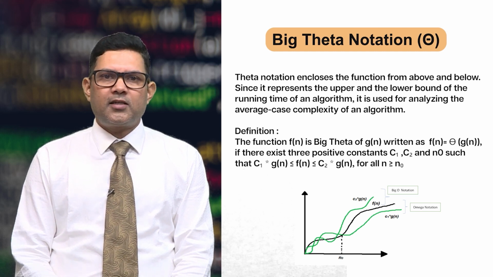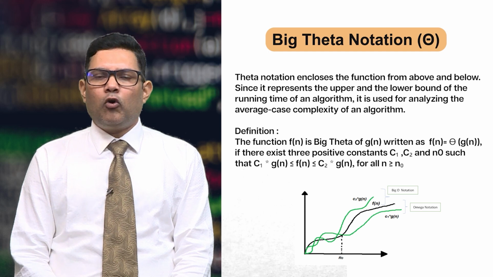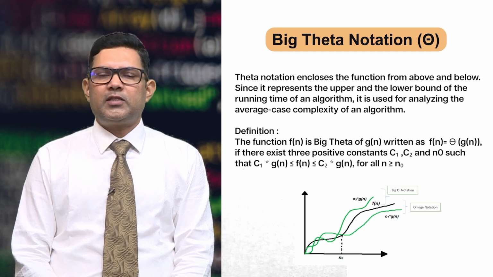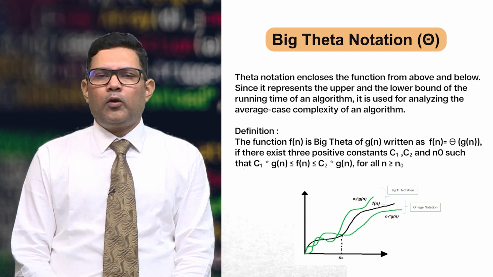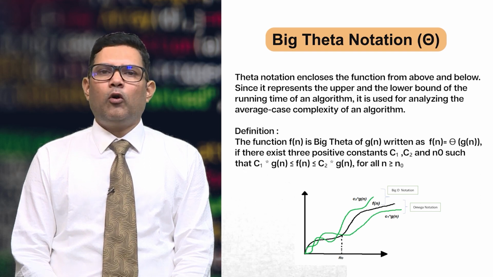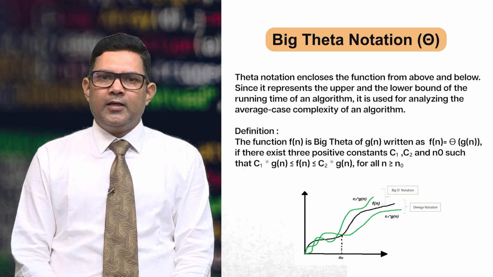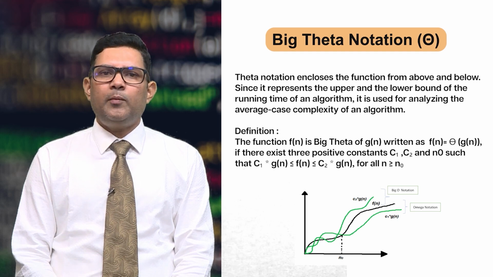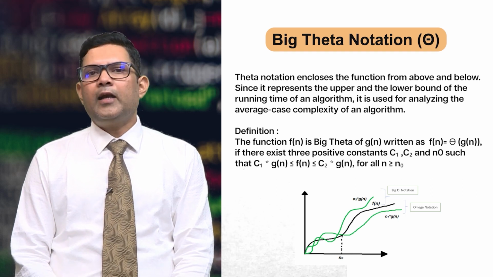As we have already discussed, big O notation and omega notation are used for a specific reason. Big O notation is used for the upper limit and omega notation is used for the lower limit. So theta notation will be present in between big O notation and omega notation.